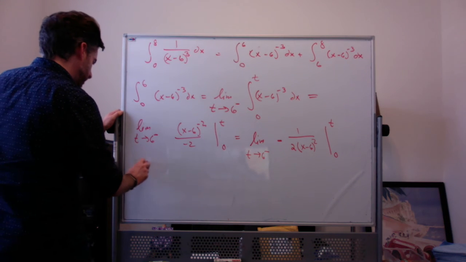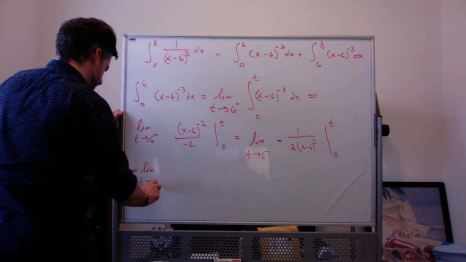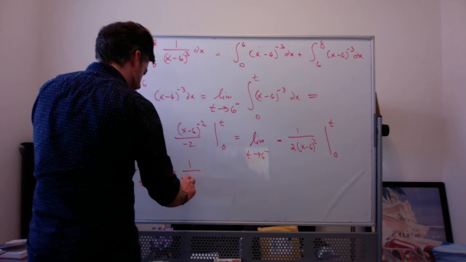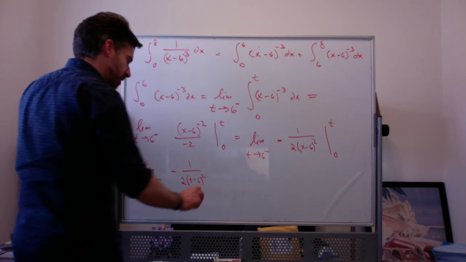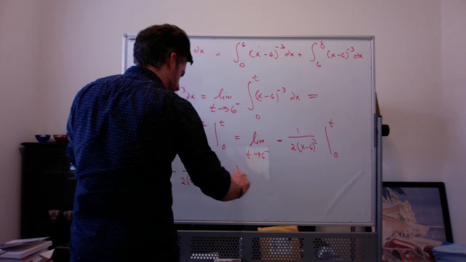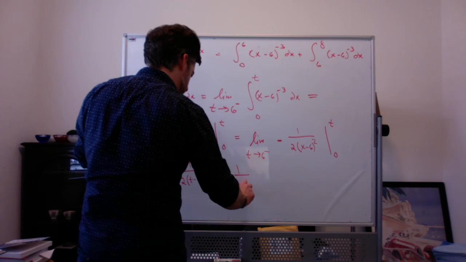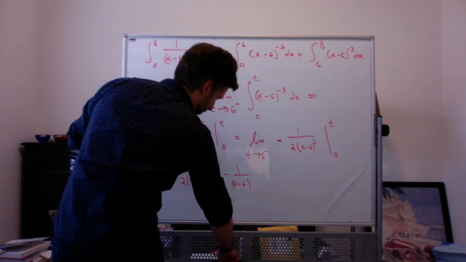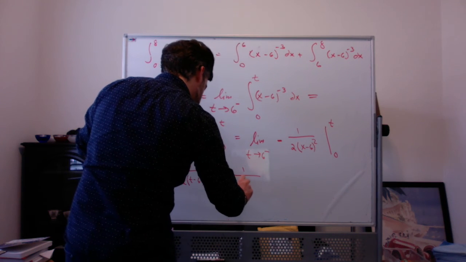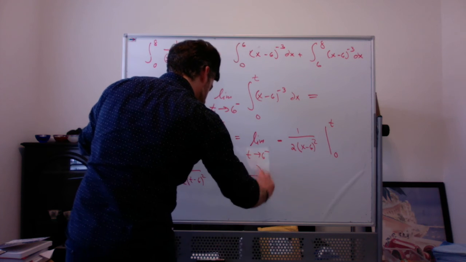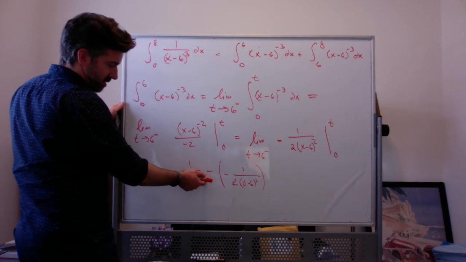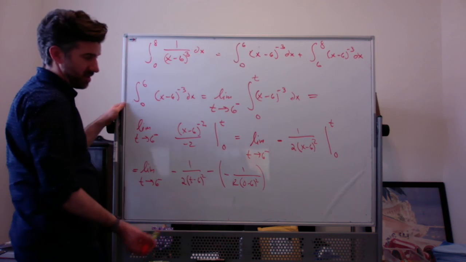So then we're going to plug in the limits of integration. The limit as t goes to 6 from the left of negative 1 over 2 times (t minus 6) squared, minus negative 1 over 2 times (0 minus 6) squared. I do minus a negative as a plus. And now I can see that when I plug in 6 for t, I get 6 minus 6, which is 0. 0 squared is 0, but 1 over 0 is going to be undefined.